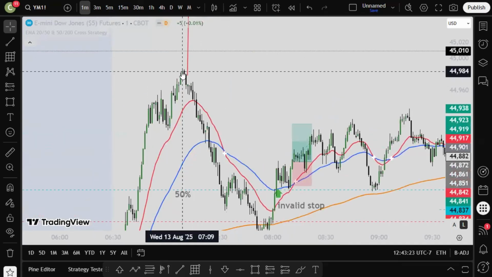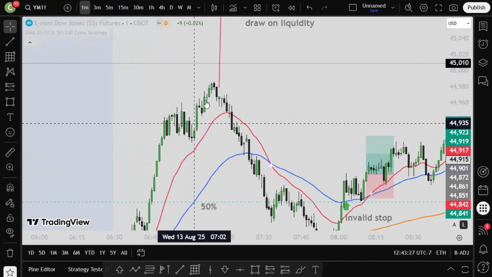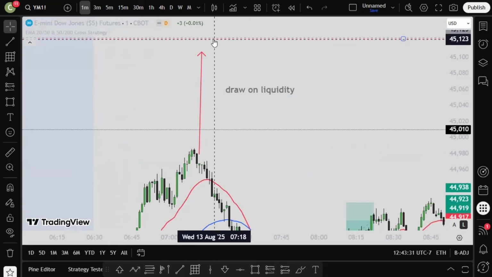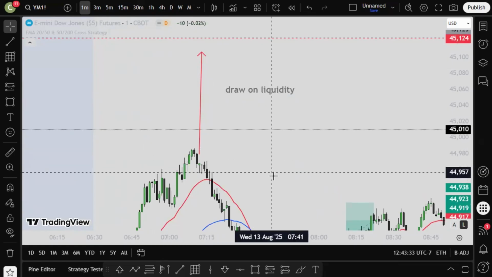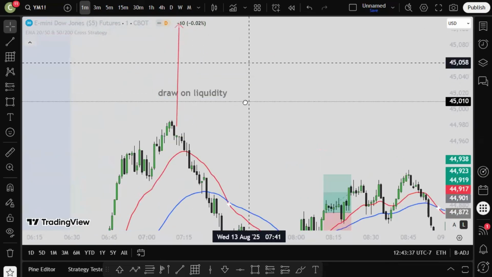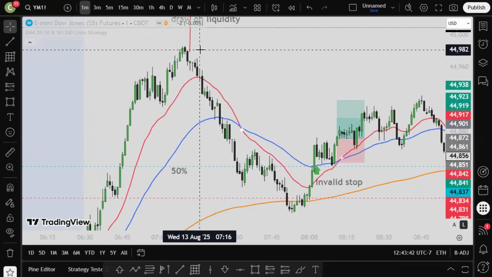Not interested in this sell here. I have an arrow pointing why. So it came all the way up. The draw on liquidity is here at this external high there, so I'm not looking for a sell. It's bullish. That's where I believe the draw on liquidity is, up here. So I don't get into a sell. It did not sweep liquidity here.